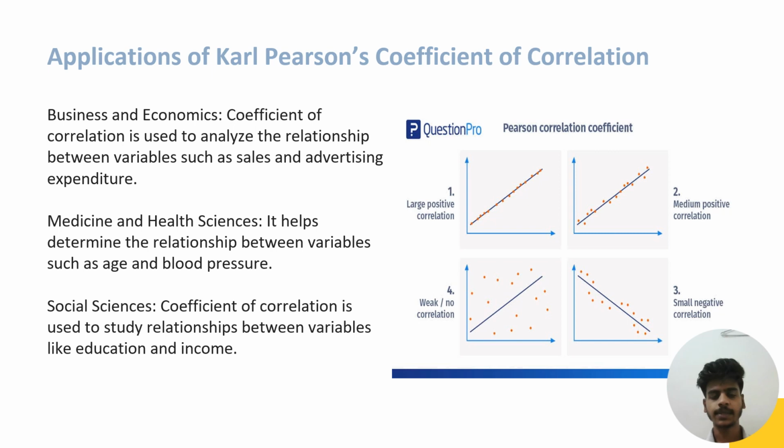Applications of Karl Pearson's coefficient of correlation. Business and economics. Coefficient of correlation is used to analyze the relationship between variables such as sales and advertising expenditure. Medicine and health sciences. It helps determine the relationship between variables such as age and blood pressure. Social sciences. Coefficient of correlation is used to study relationships between variables like education and income.